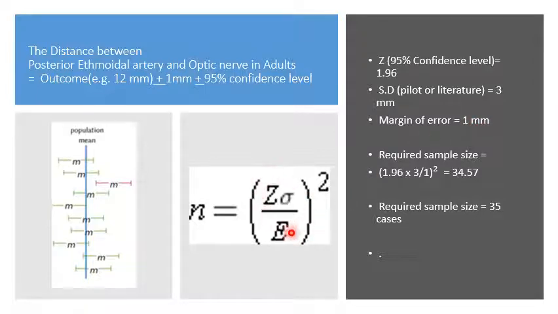And in the equation, this amount would be squared, and the required sample size would be 34.57. This is the minimum. So the actual number of cases, either patients or surgical skulls or surgical specimens, required would be 35 cases.